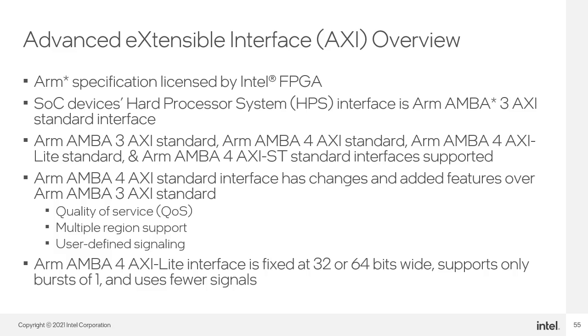These include quality of service information for transactions, multiple region support to allow a single physical agent interface to support multiple logical interfaces, each using different locations in the address map, and user-defined sideband signaling. The light variant of the AMBA 4 AXI standard simplifies interface designs that use the standard by limiting the data width, removing the options for burst transactions, and by using fewer signals. The additional AMBA 4 AXI standard features and the light variant of the standard will not be discussed in this training.